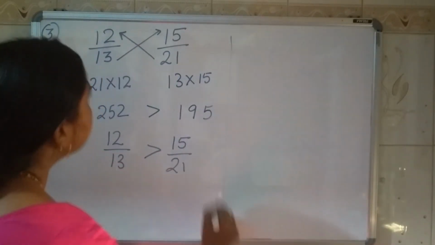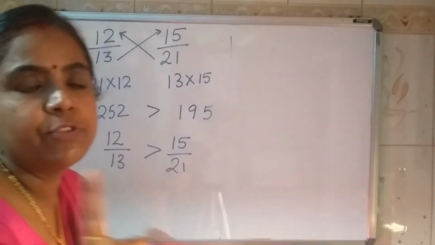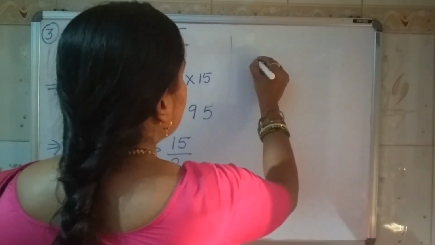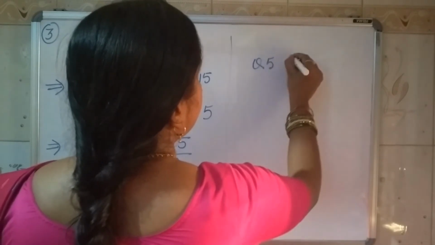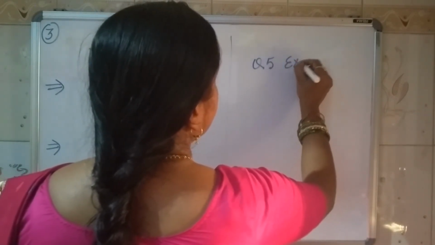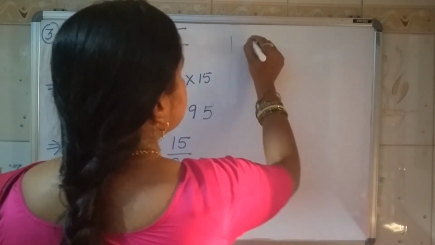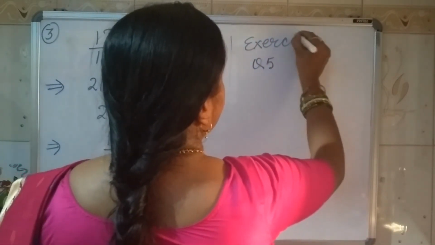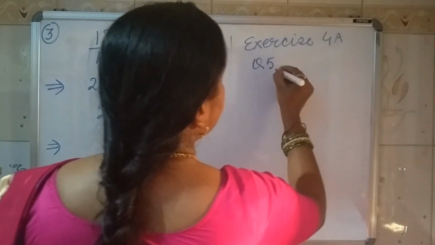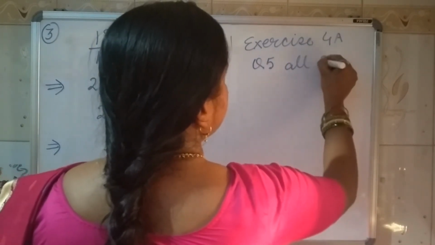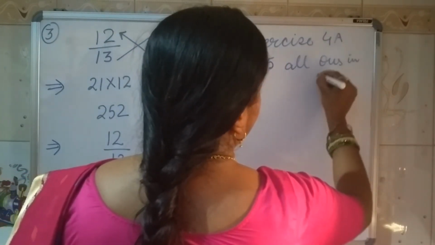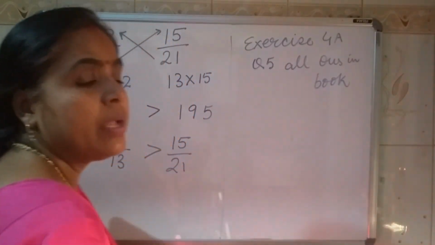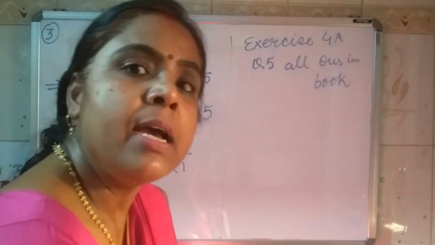So this is the fourth question of the exercise. Last one is the 5th one. So you have to do question number 5, Exercise 4A. Question number 5. All questions in the book. Okay, only this question number 5 you have to do in the book. Rest of the questions I have given you in the class work copy.